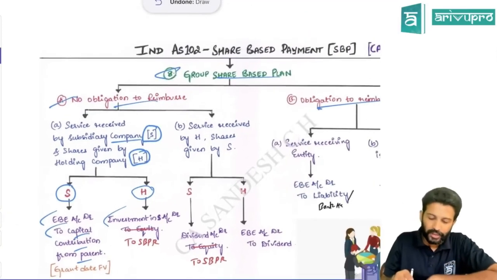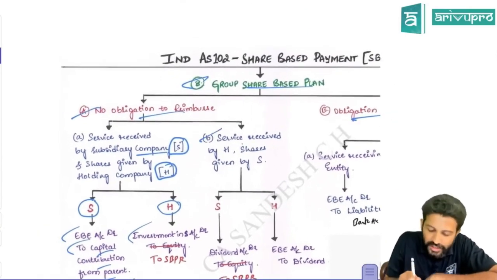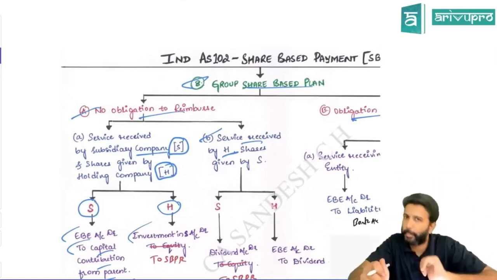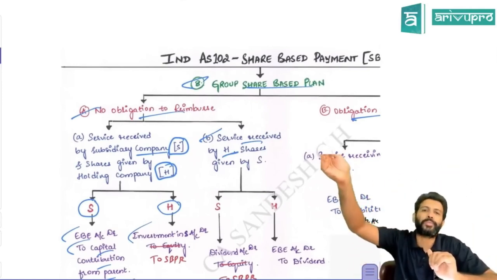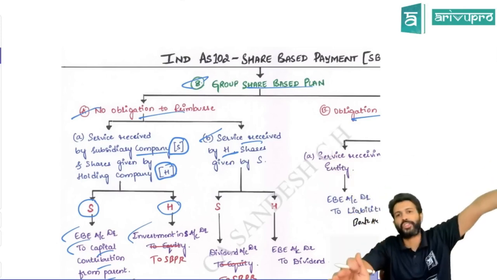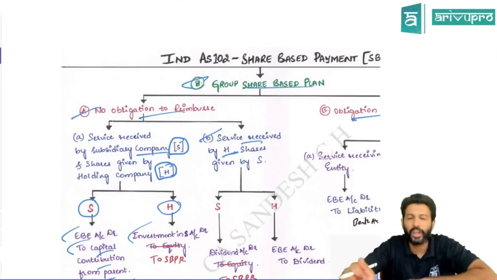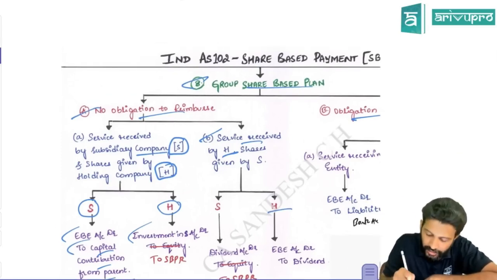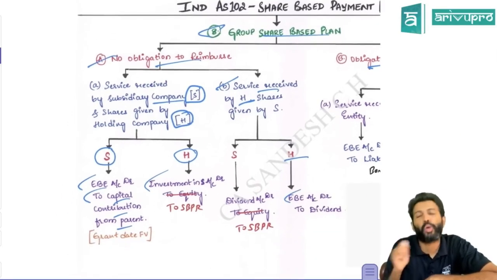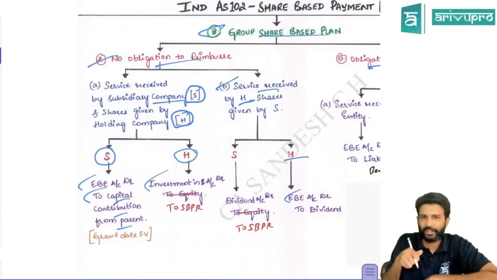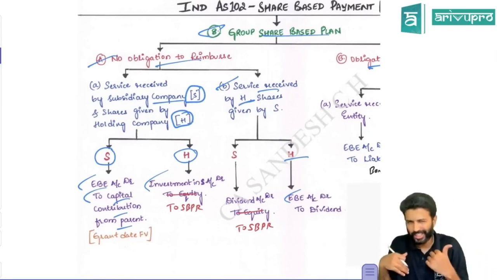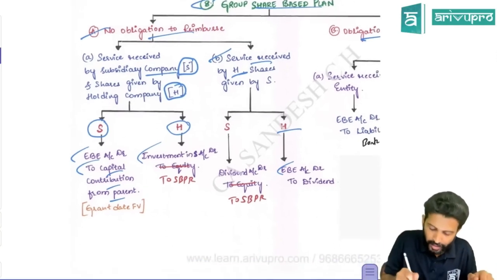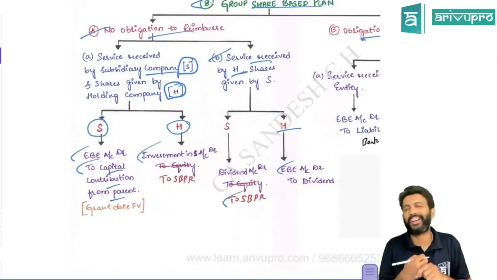Next, we can look at the other way also. Service is received by H, maybe it's a holding company's employees, but the shares are given by the subsidiary company. The subsidiary company is giving shares to the holding company's employees. Rare but possible. So who's receiving the service? H Limited. Whichever entity is receiving service will debit employment benefit expenditure. But who is issuing shares? S. Have they already issued shares? No, they are planning to issue shares. Whichever entity is planning to issue shares will credit SBPR. So S will credit SBPR.